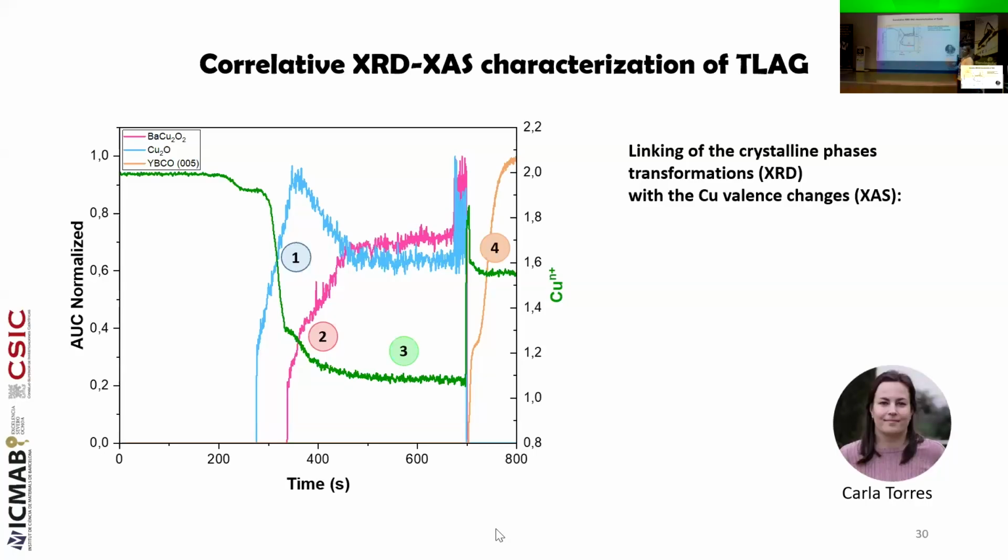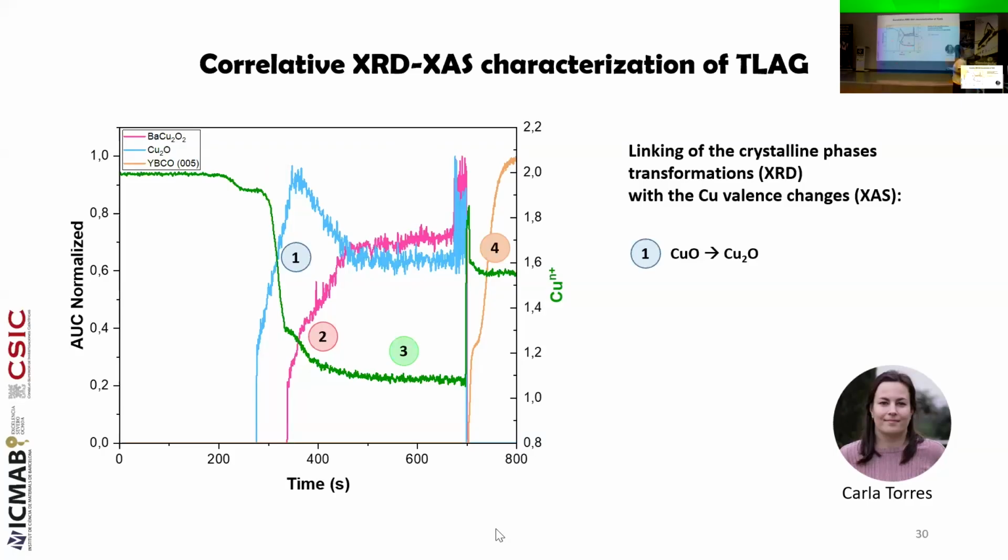And if we have a closer look at all of the process and the correlation of the valence states with the crystalline phases from the XRD, we can see that first, this is the copper valence state, starting with copper +2 from the CuO. Then we can see the reduction of the copper valence state to copper +1, which is also followed by the blue line, which is the XRD signal quantification of the Cu2O phase.